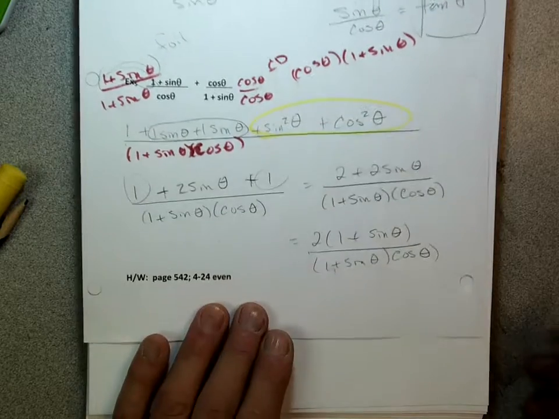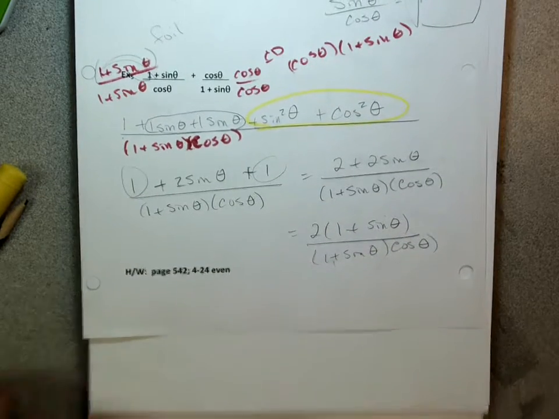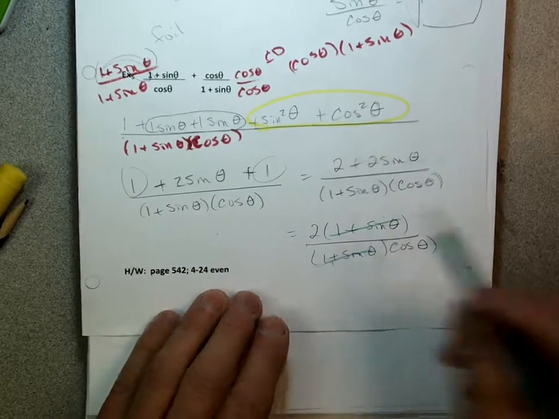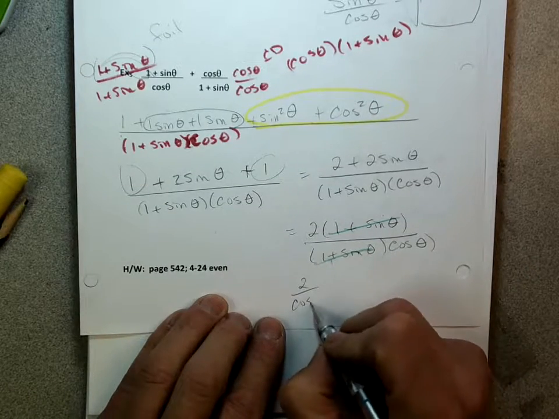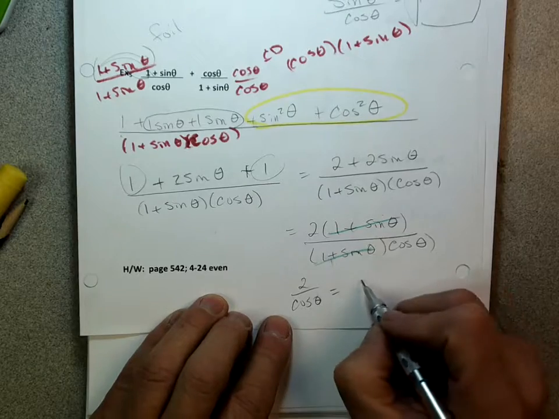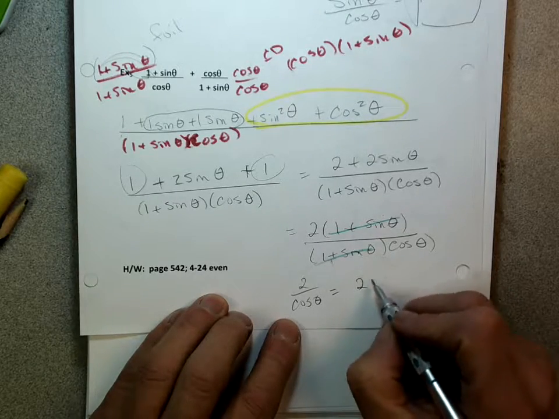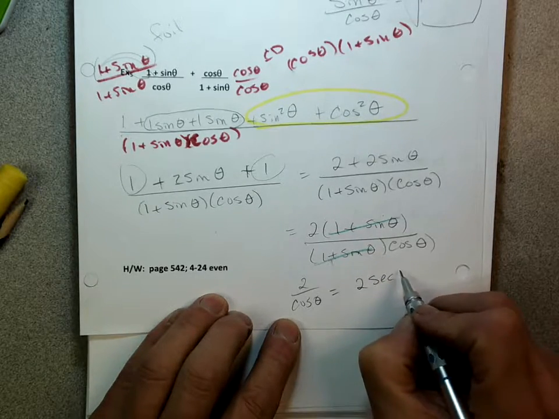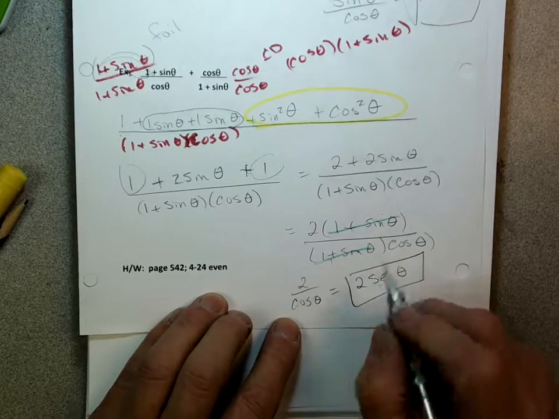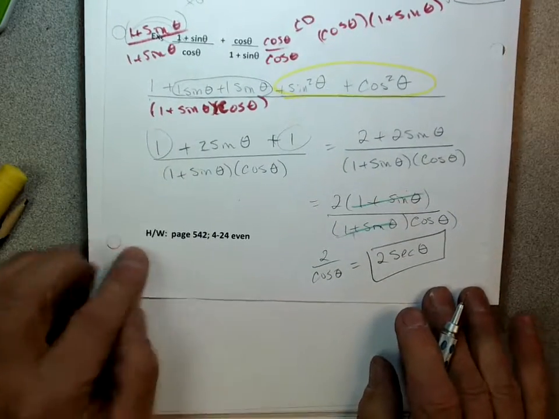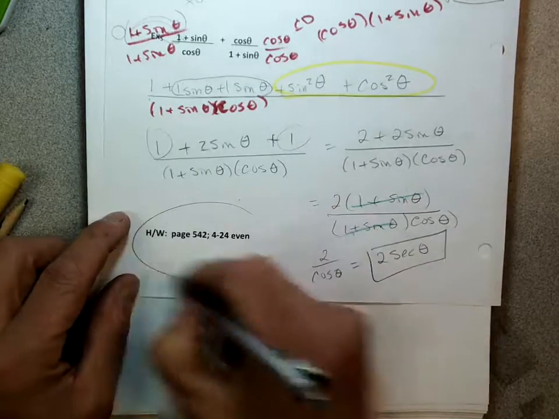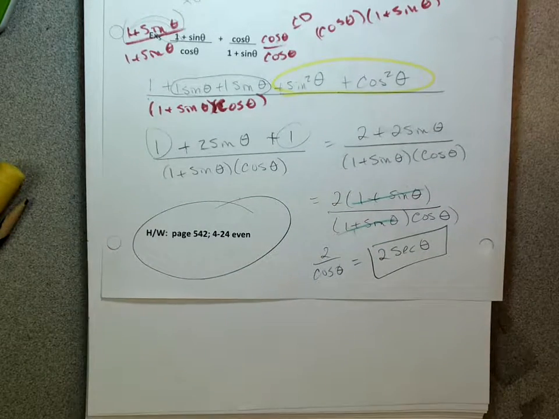Okay. Now they'd cancel, right? You can cancel. Yep. So then you're left with a 2 over a cosine theta, but that could be a 2 secant theta. How do you like that? Okay, now, here's our homework. I'm going to go ahead and push stop.